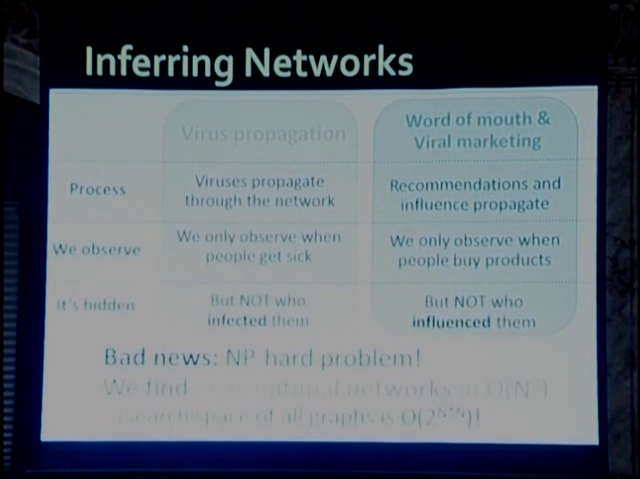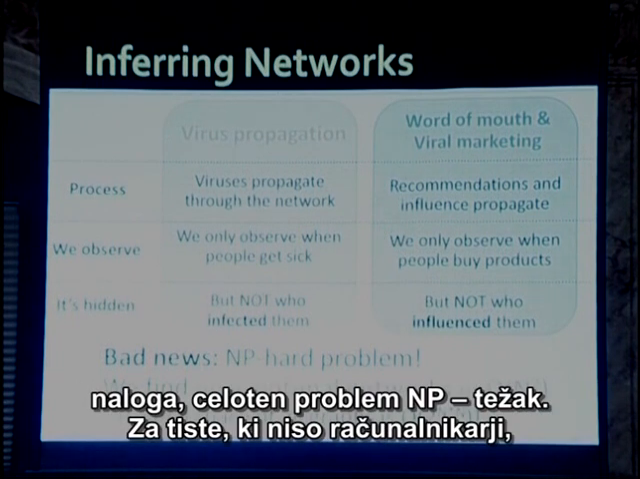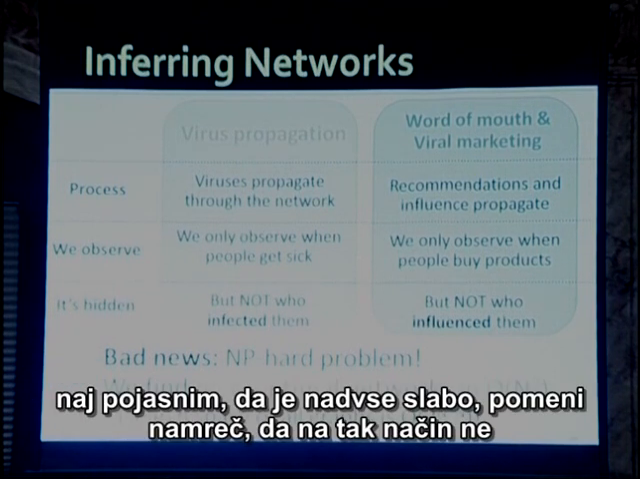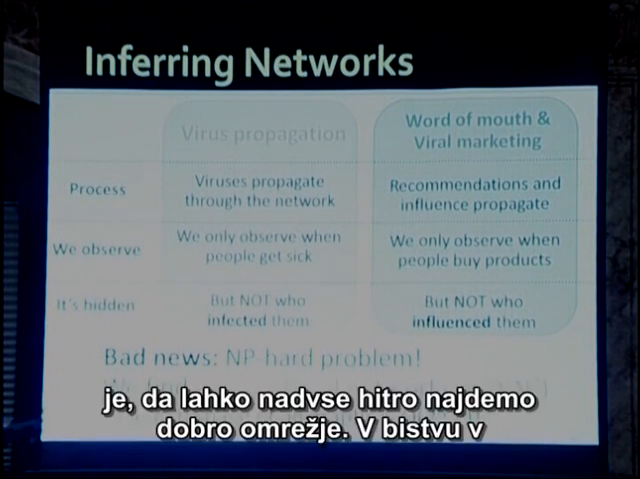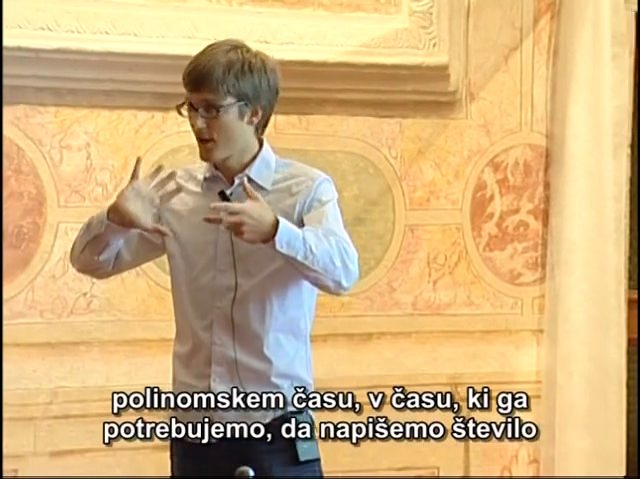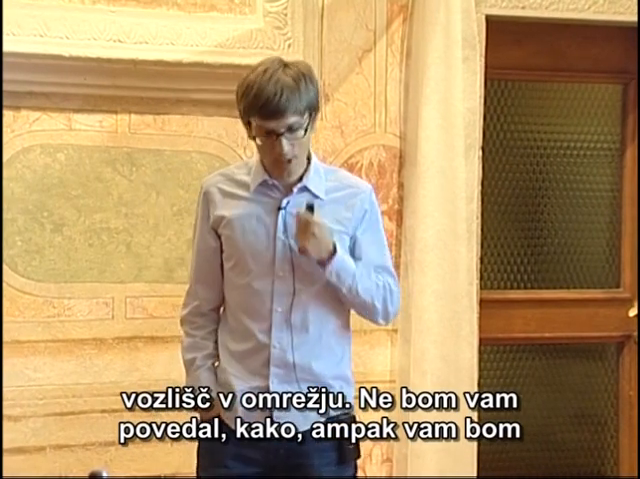So what are the good and the bad news? The bad news is that the whole problem is NP-hard. For non-computer scientists, this means super bad news. Basically, it means you cannot compute anything; you cannot infer networks that have more than 5 nodes. The good news is that we can find a good network super quickly, basically in polynomial time, quadratic in the number of nodes of the network. I won't tell you how, but I'll show you some results.